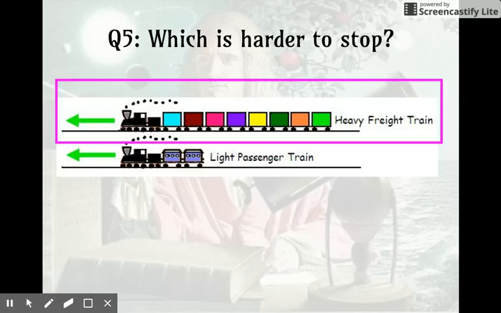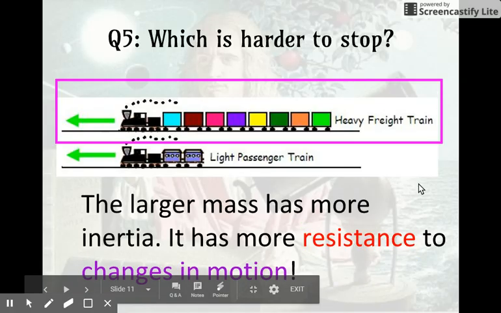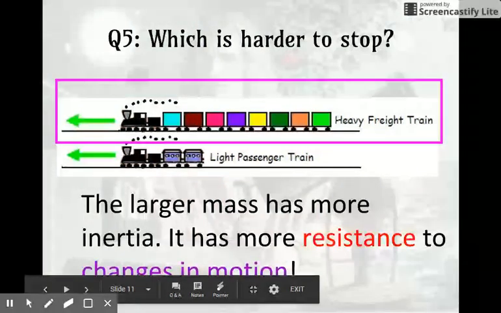And the answer should be the heavier freight train. So again, the heavy freight train wants to keep moving in a straight line, going at the same speed. So you have to apply a lot more force to get that heavier train to come to a stop. Less force for that lighter passenger train. The larger masses have more inertia. They're going to have more resistance to changes in motion.